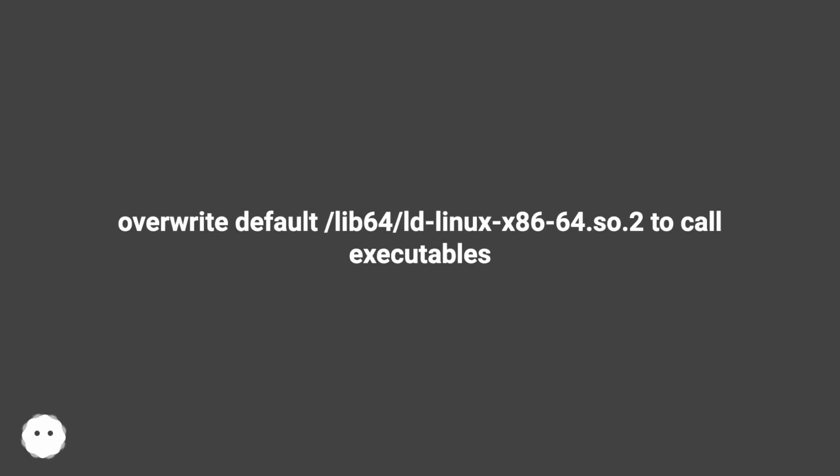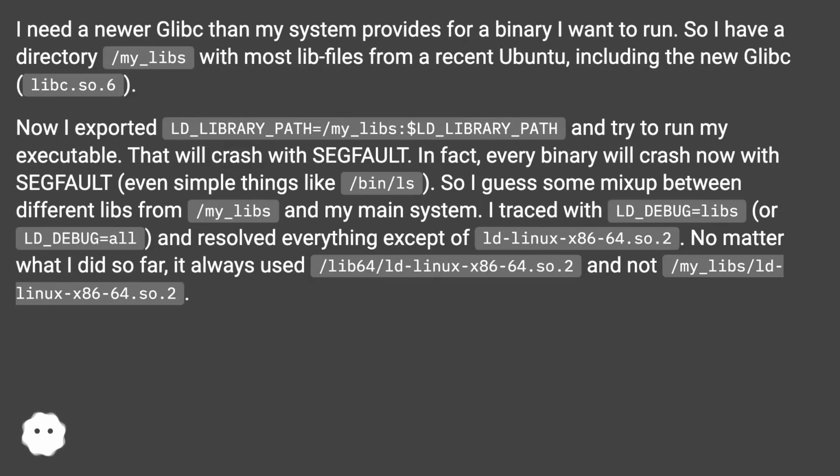Overwrite default lib64 of ld-linux-x86-64.so.2 to call executables. I need a newer glib than my system provides for a binary I want to run. So I have a directory my_libs with most lib files from a recent Ubuntu, including the new glib, lib.so.6.